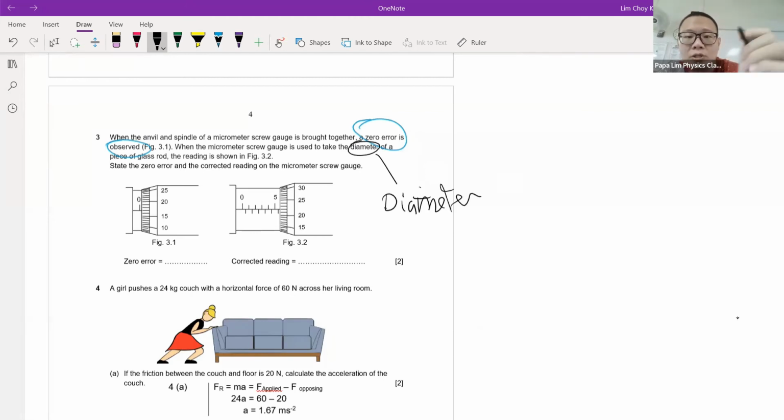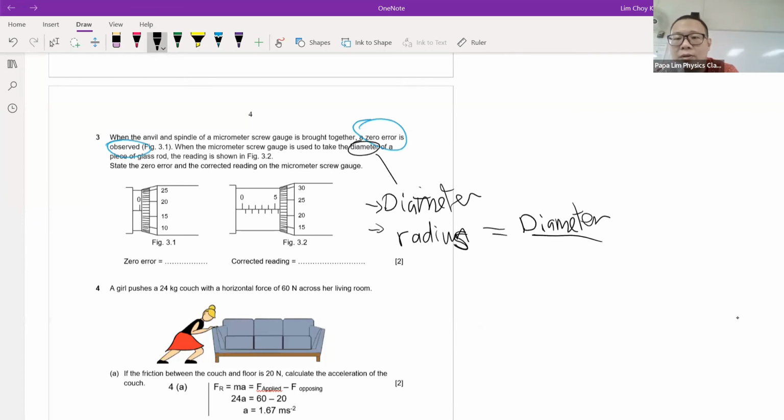Sometimes the question may ask for the diameter, which is the exact answer, and you don't need to do any manipulation. Sometimes the question is a bit tricky and asks for the radius of the object. Radius, as we all know, is half of the diameter, so whatever number I have from the micrometer screw gauge, I will need to divide by 2 to get the radius. These are the small tricks we like to play with students to make sure they know what they are doing. So radius, diameter, area, all these things.